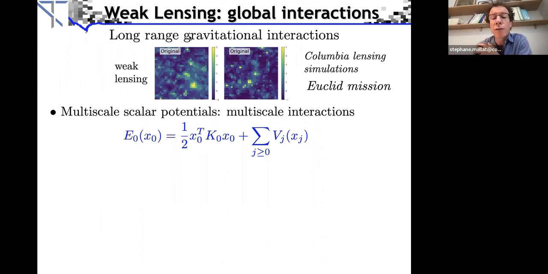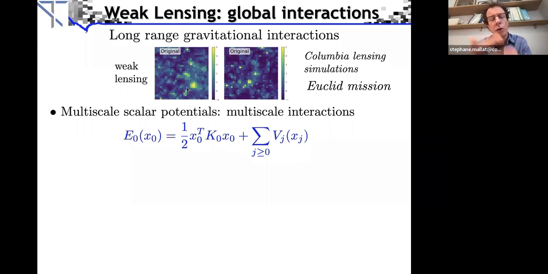Weak lensing: you have images which correspond to the light emitted by objects which are very far away. Now, because of the presence of masses, the light is going to be deformed, and the deformation of the light, which is called weak lensing, is going to allow us to infer the presence of dark matter in the universe. So one of the problems is to understand what is the statistics of these images with these deformations and light fields. And there is now the Euclid mission that is going to be sent by, in particular, a European-American consortium. So one of the issues is to understand these statistics.